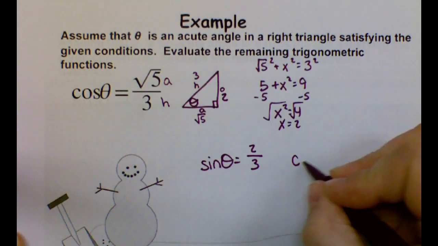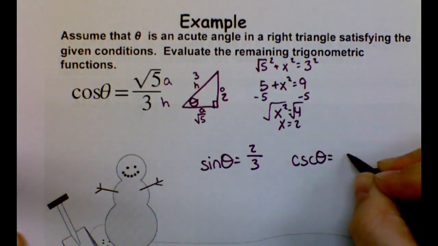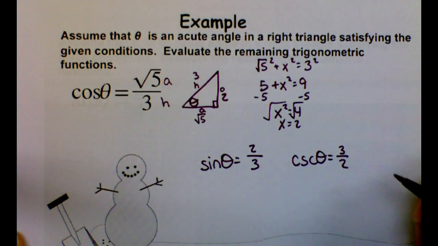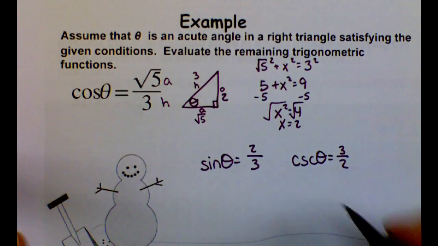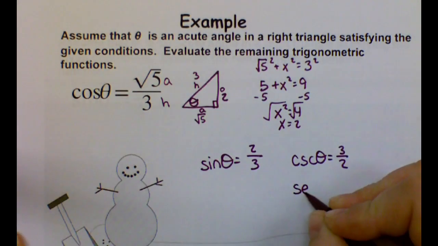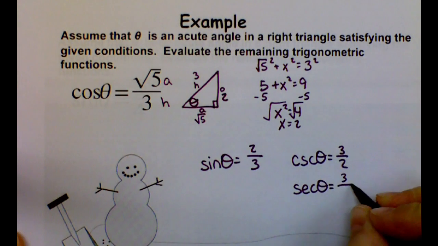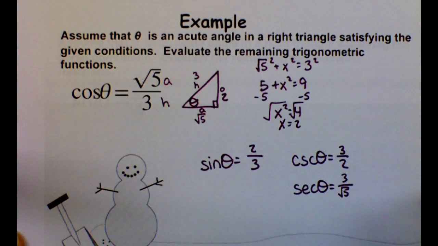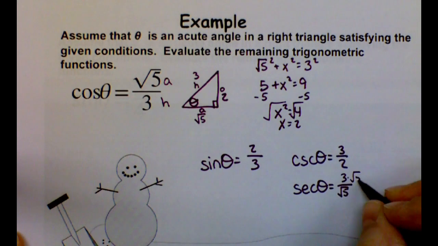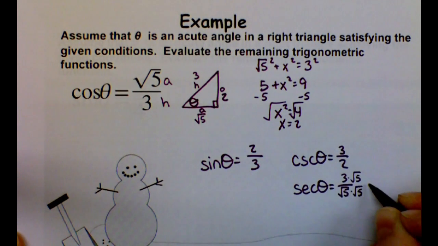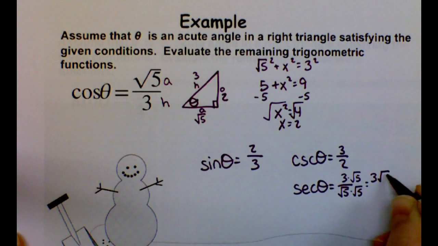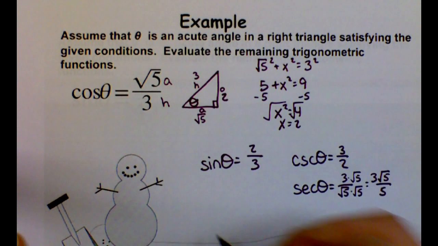That lines up with our cosecant of theta, which is just 3 over 2 then. We know the cosine is square root 5 over 3. Cosine lines up with secant. We take the reciprocal, so it's 3 over the square root of 5. Square root in the bottom. Rationalize the denominator. Our secant is 3 square root 5 over 5.